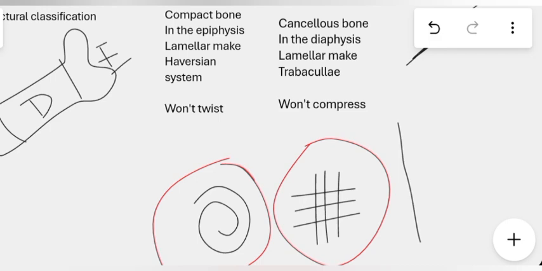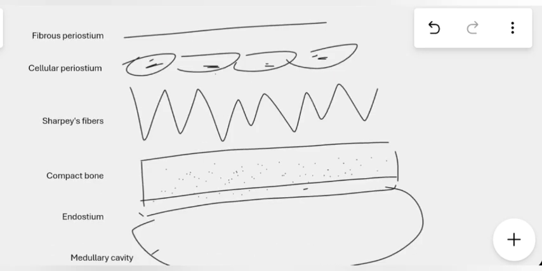And the cancellous bone will not allow it to get compressed because it has a lot of those tiny, tiny spaces, so you cannot just squeeze it. It increases the surface area, and you just simply cannot squeeze that surface, right? So cancellous bones won't compress and the compact bones won't twist. Now, moving on, we have another thing that needs explanation.